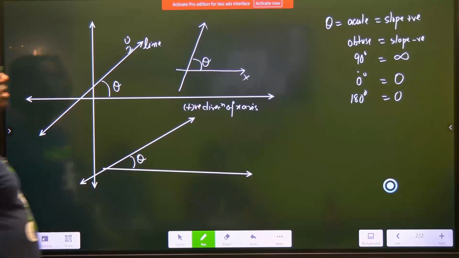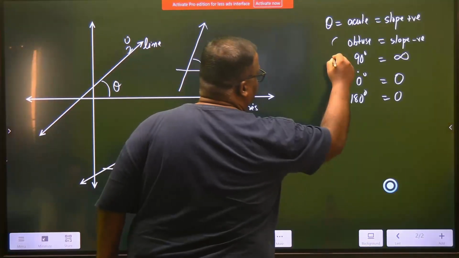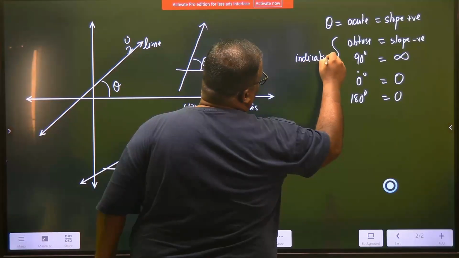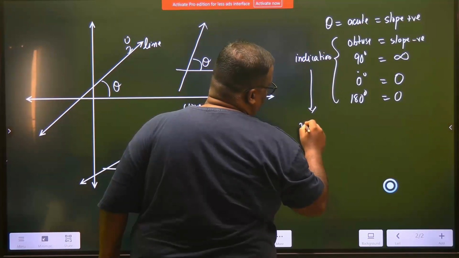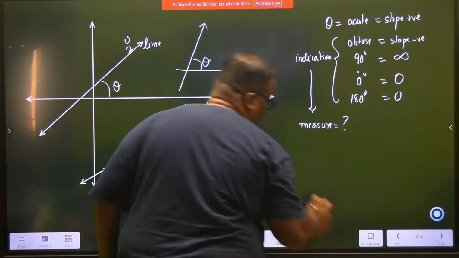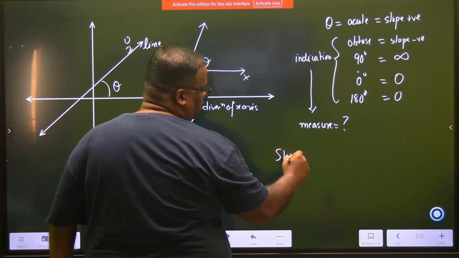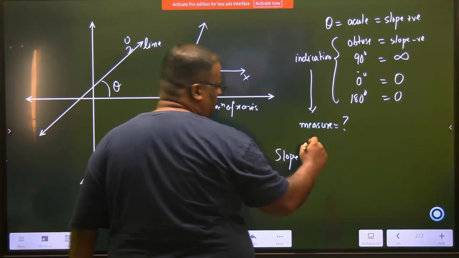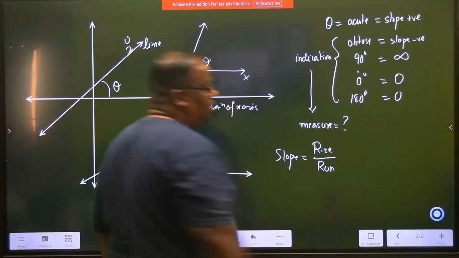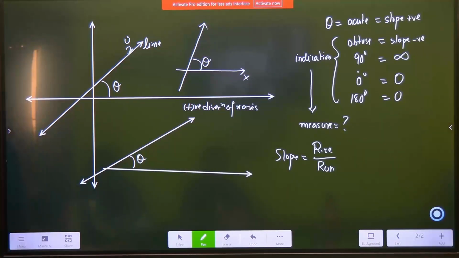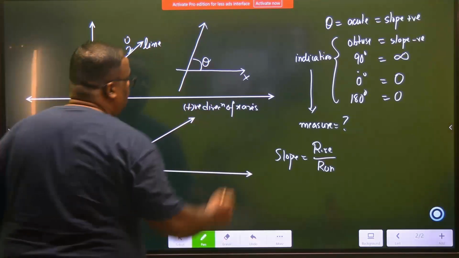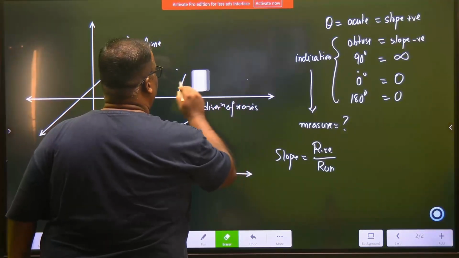Clear? Now since this is an indication of slope, next we should understand, sir, how to measure slope. How do we measure slope? Very simple formula. Many formulas are there, but at your level, rise over run is the easiest. Rise over run. We'll understand what is rise and what is run.